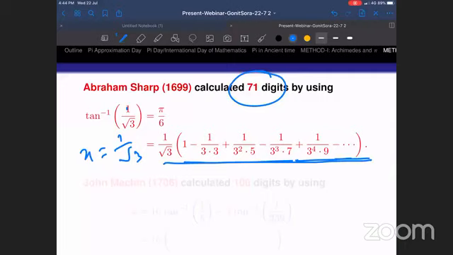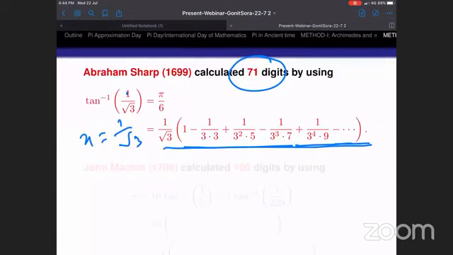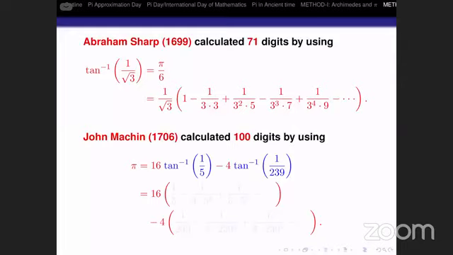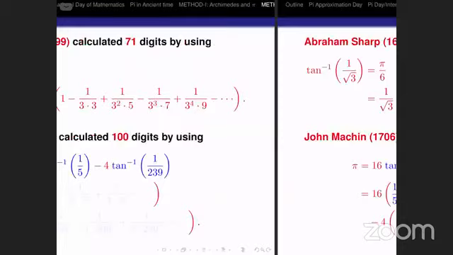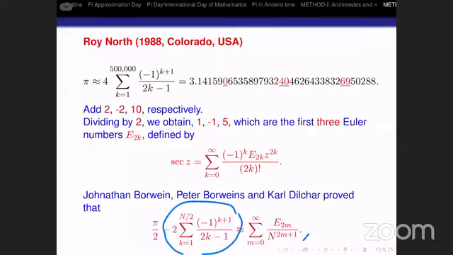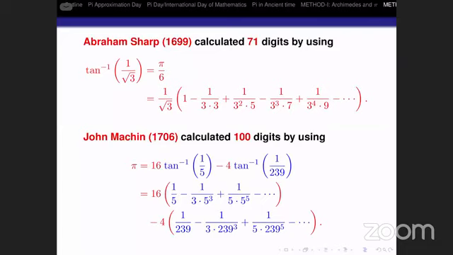And a similar method was used by John Machin in 1706. He calculated 100 digits by using this Gregory type formula. This is the formula.